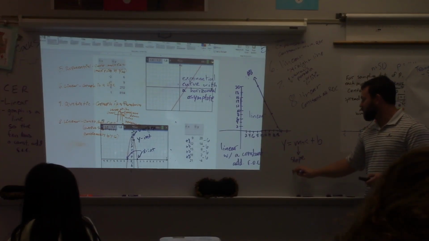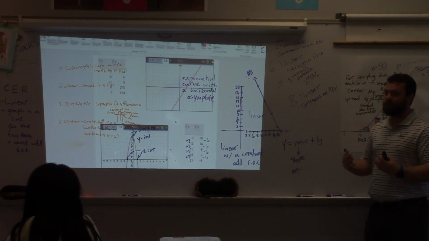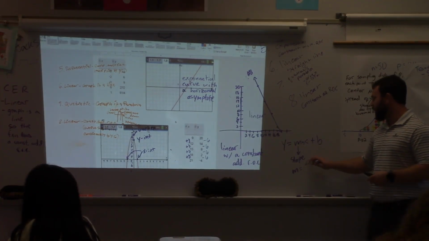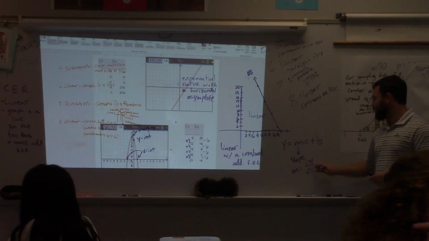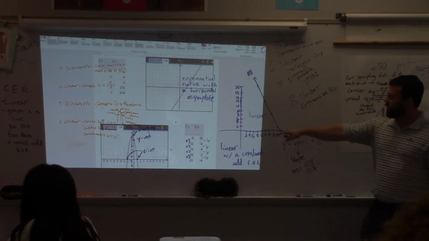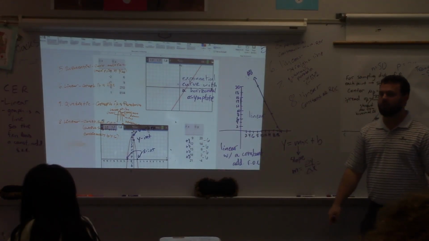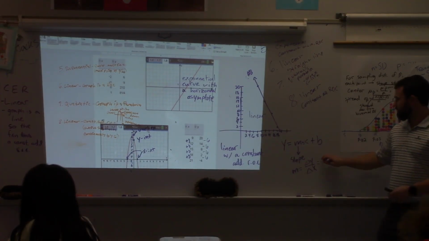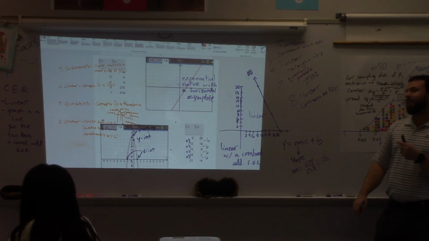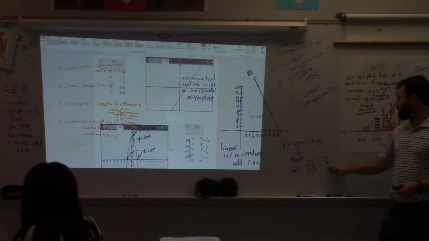One of the most prominent ways that I calculate slope every time is the change in y divided by the change in x. What's my change in y over here? Negative 6. What's my change in x? 3. What's negative 6 divided by 3?